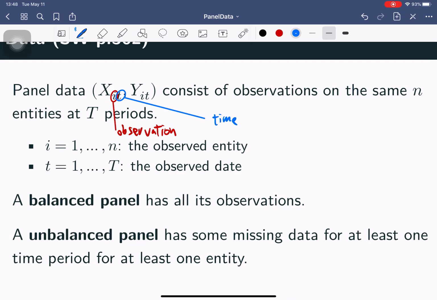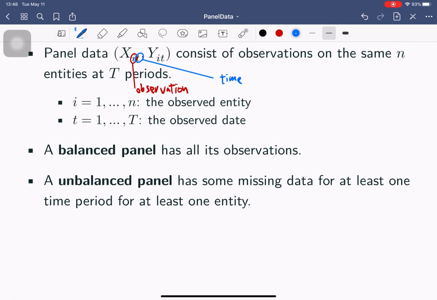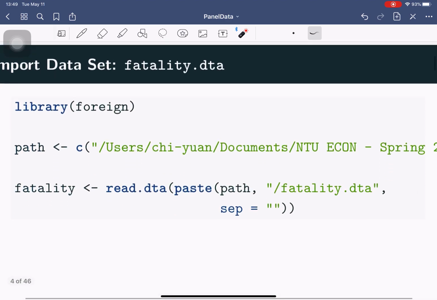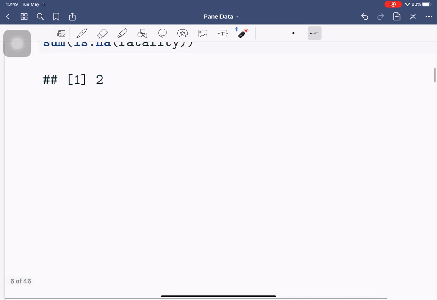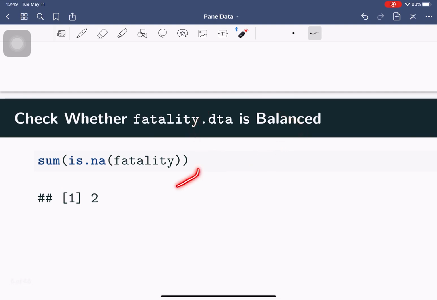Okay, so if the data set is without the NA, so omitted observation, we define it as a balanced panel. If the data set has the missing, we say this is an unbalanced panel. And so I check this data set with this command. They have the 2 missing values, so it is not a balanced panel. It is an unbalanced panel for this data set.